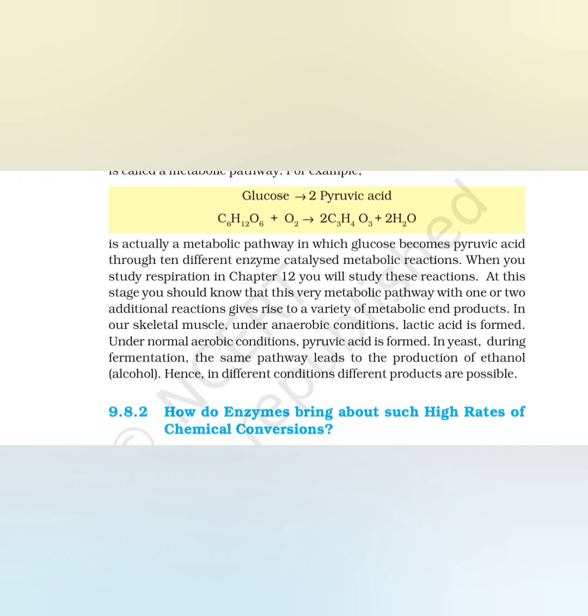At this stage, you should know that this very metabolic pathway, with one or two additional reactions, gives rise to a variety of metabolic end products. In our skeletal muscle under anaerobic condition, lactic acid is formed. Under normal aerobic conditions, pyruvic acid is formed. In yeast, during fermentation, the same pathway leads to the production of ethanol. Hence, in different conditions, different products are possible.